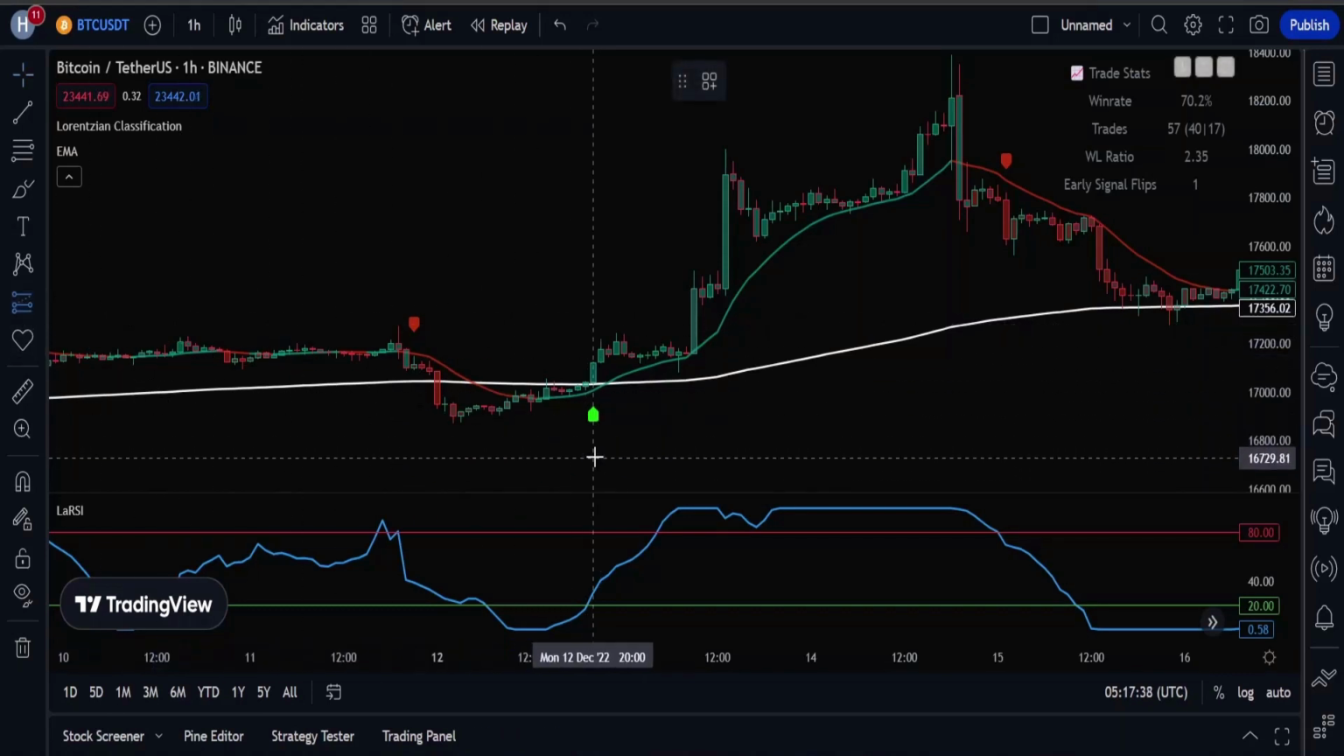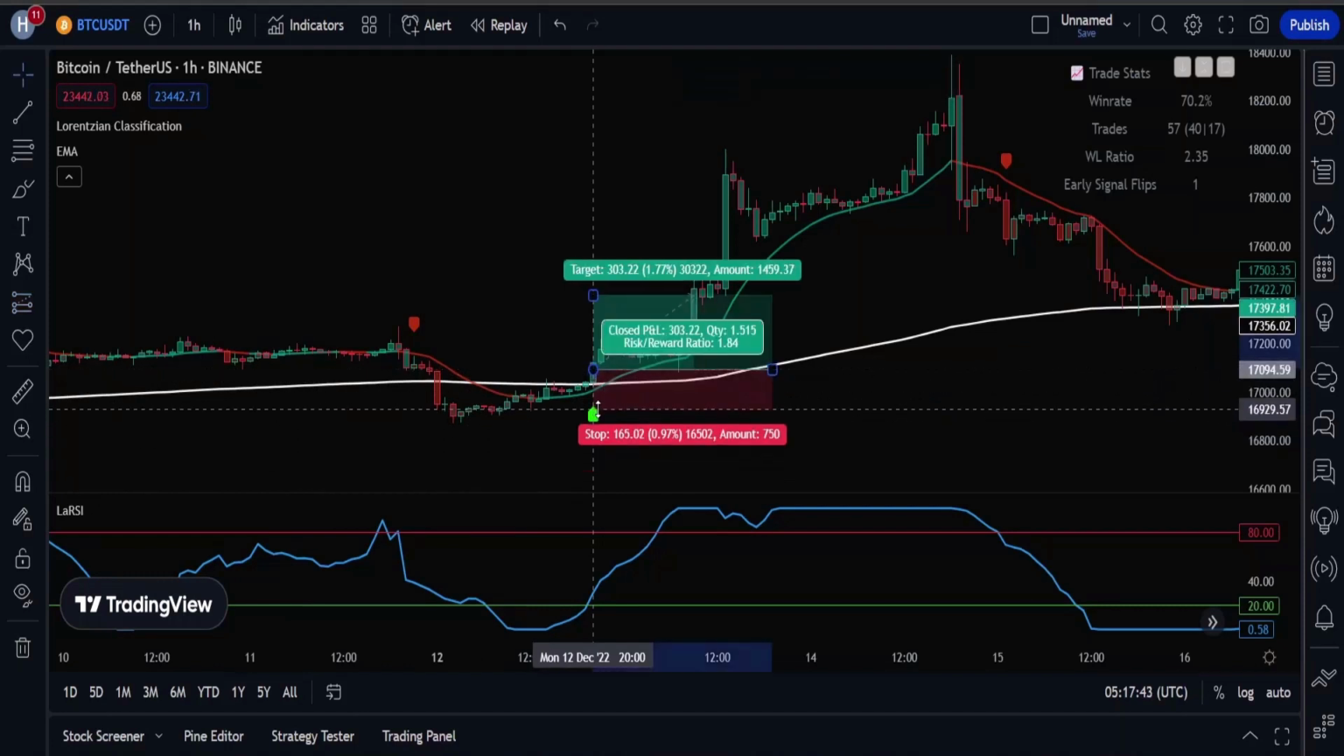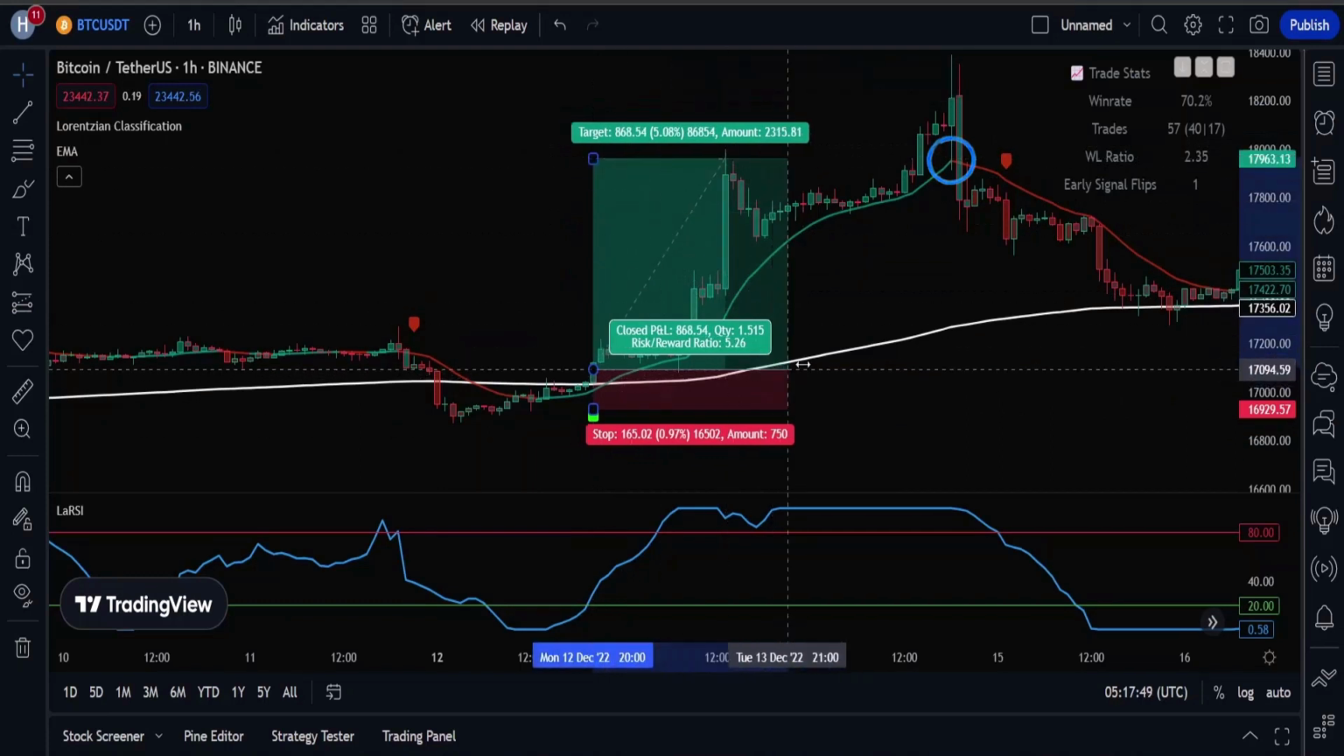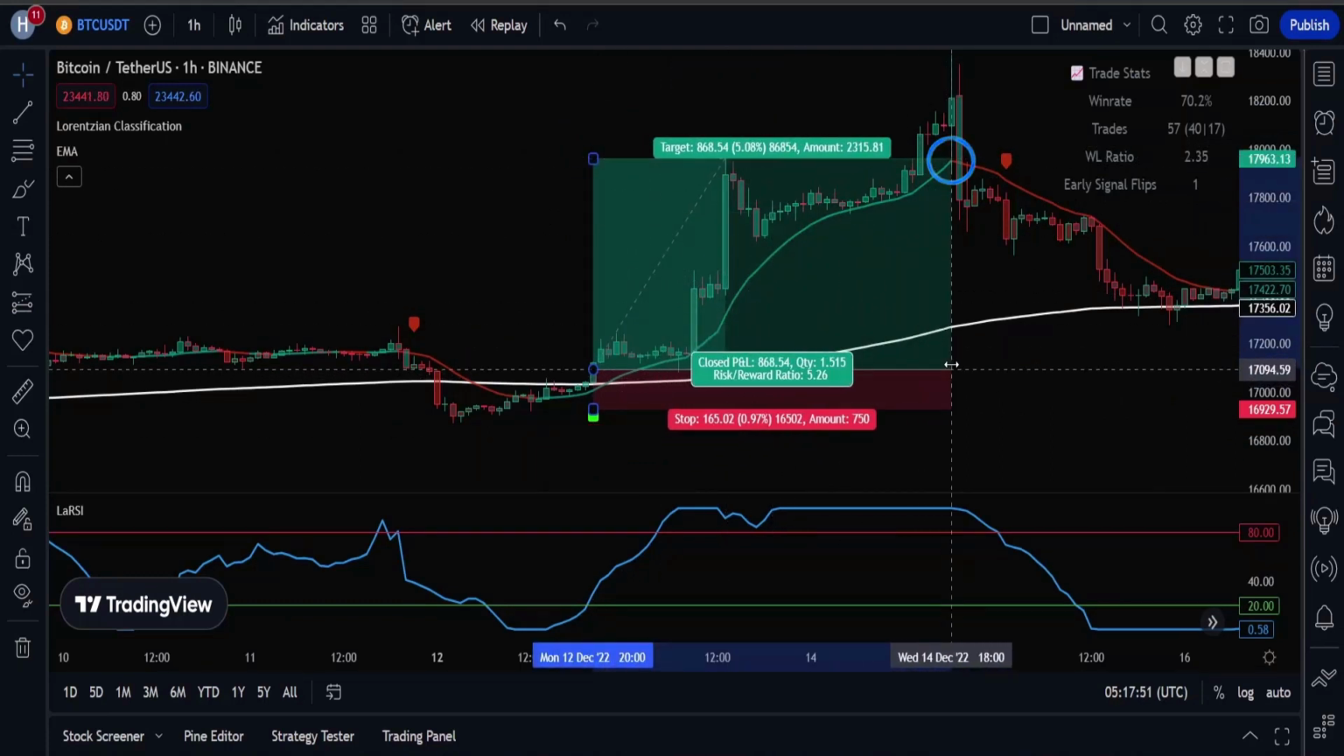So once these conditions are met, we can place an order to buy at this candle. Then set our stop loss, and we will exit a profitable trade once the indicator line turns red. We can see it turned red here, so we will close our trade here.